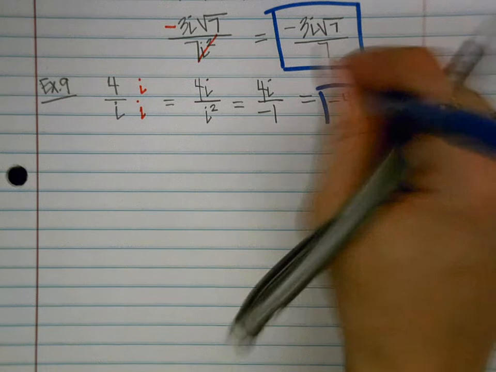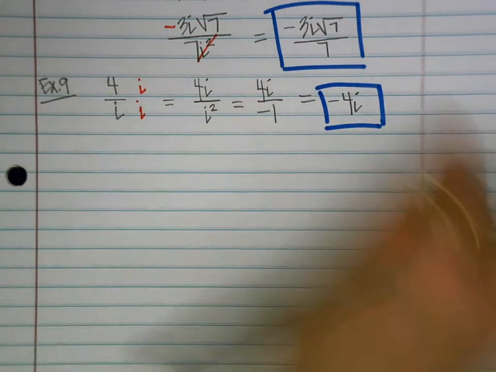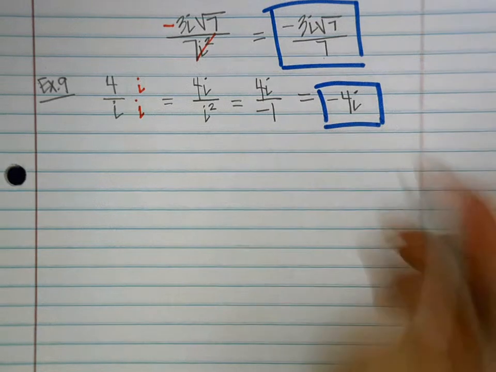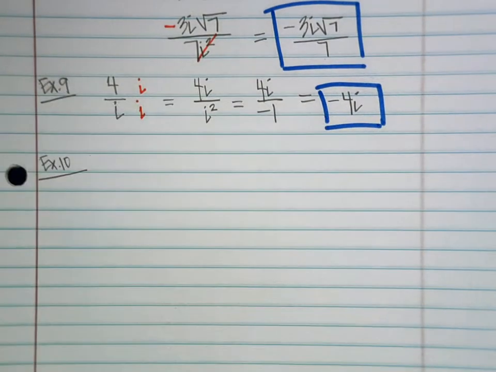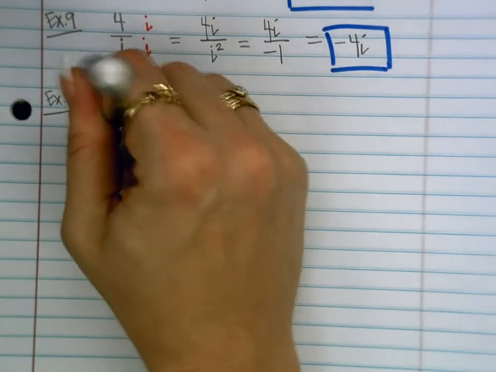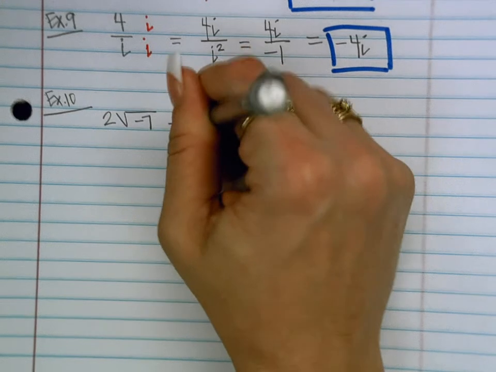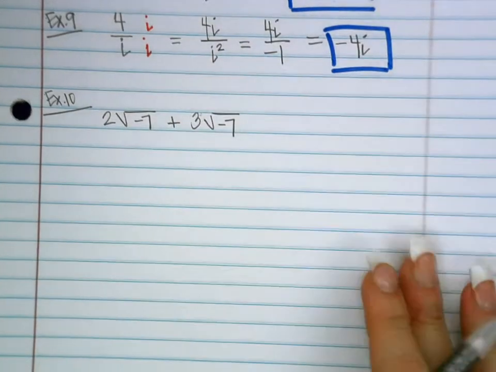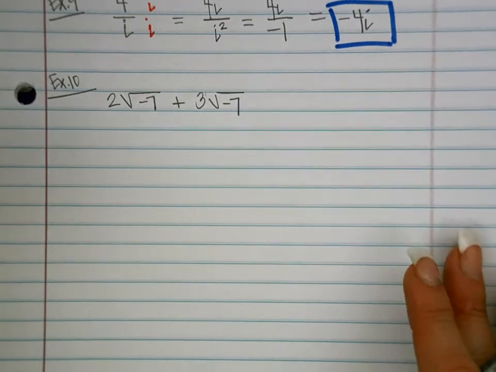So they're all kind of pretty simple, basic steps, but you're just combining them all from what we did yesterday with rationalizing denominators and what we're doing today with introducing imaginary numbers. And then the last thing we're going to do is I'd like you to simplify 2 root negative 7 plus 3 root negative 7.